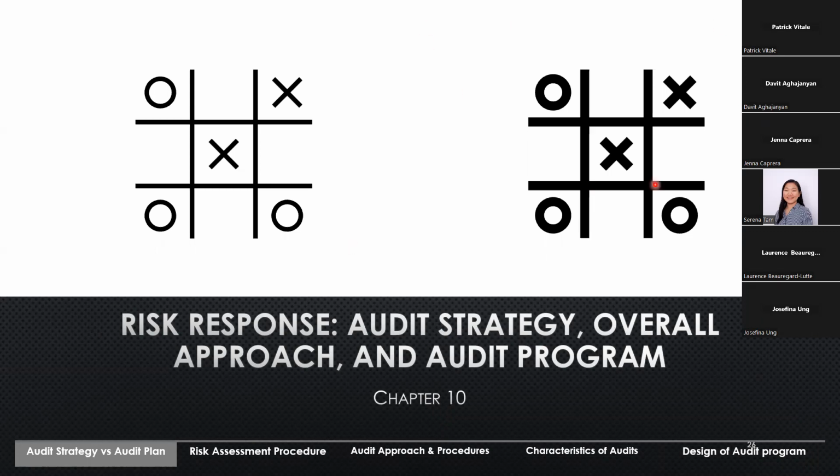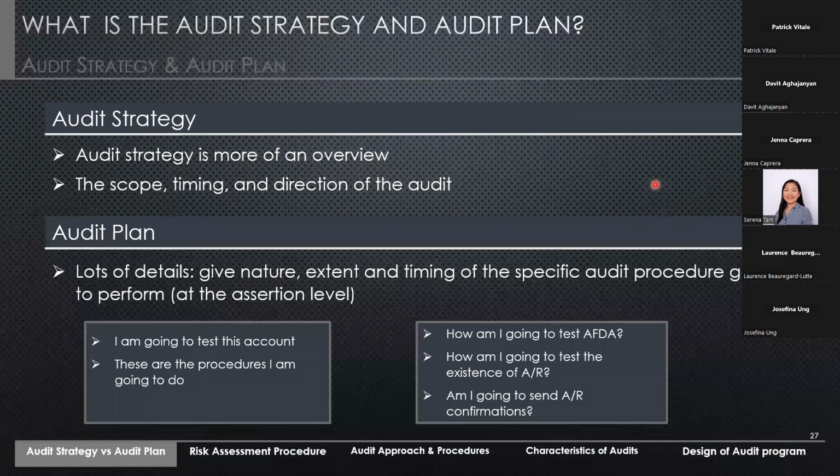Okay, so now we've assessed inherent risk, control risk. What are we going to be doing? So you'll see it's kind of a bit redundant. So we'll talk about the audit strategy, audit plan. As an auditor, what's your RAP, your risk assessment procedure? What's the audit approach that you're going to be taking? The characteristic of the audit, and then what is the usual design of the audits?